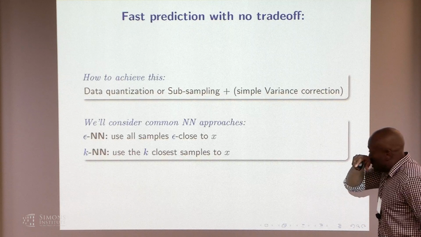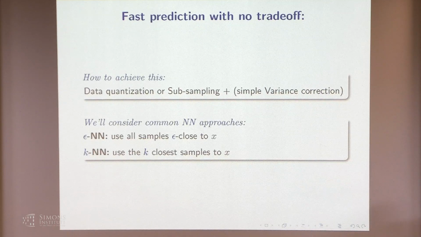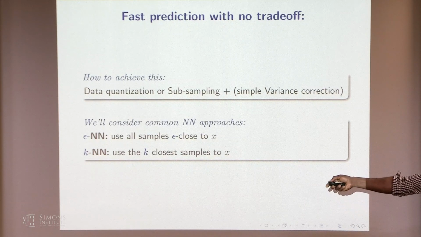So we'll consider common nearest neighbor approaches: epsilon nearest neighbor, which could also be called kernel regression or kernel classification. Epsilon nearest neighbor just uses all the samples that are epsilon close to the query point, or k nearest neighbor, which uses the k closest samples.